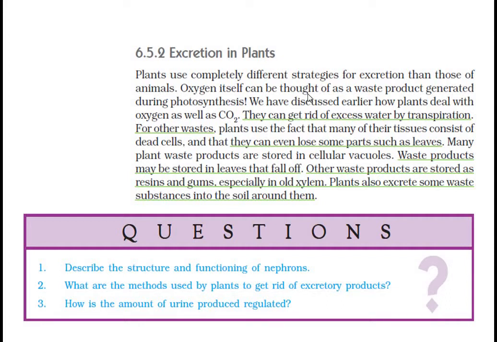These are the methods given here. First point is this one, by transpiration. Next point, in cellular vacuole, and then through the leaves that fall off. Next question is, how is the amount of urine produced regulated? The amount of urine produced is regulated by reabsorption. Water, amino acids, glucose, etc. are reabsorbed.